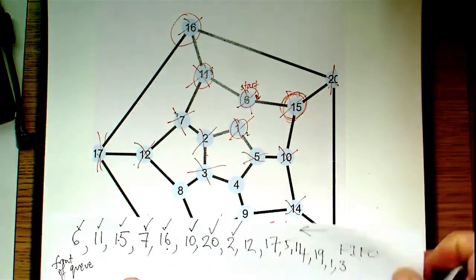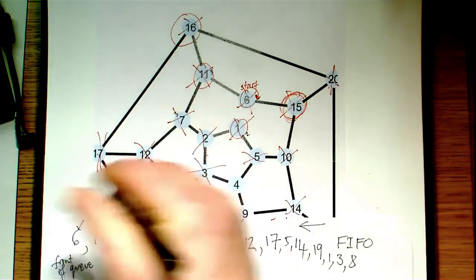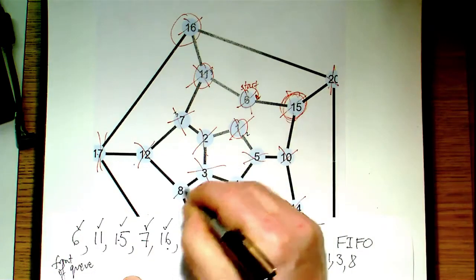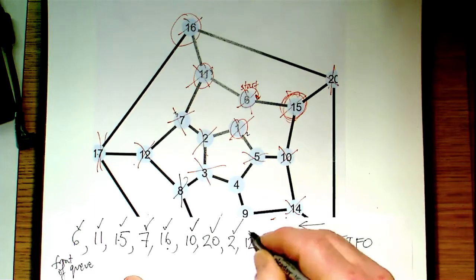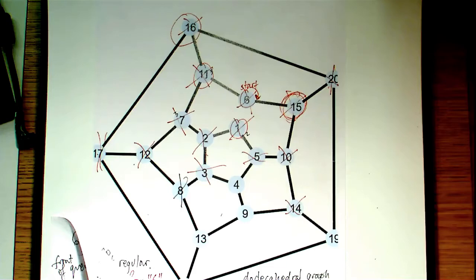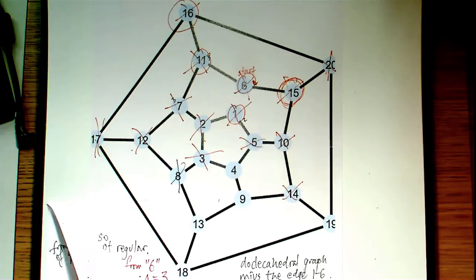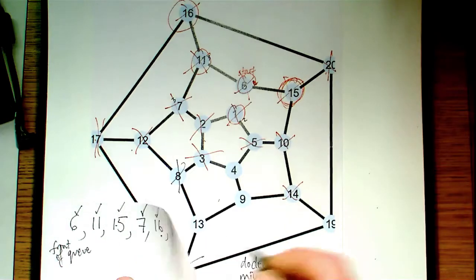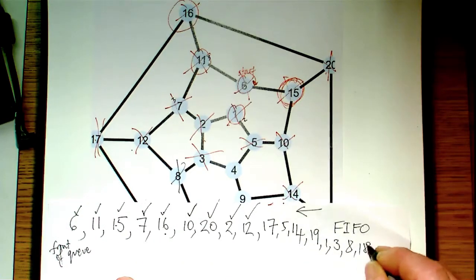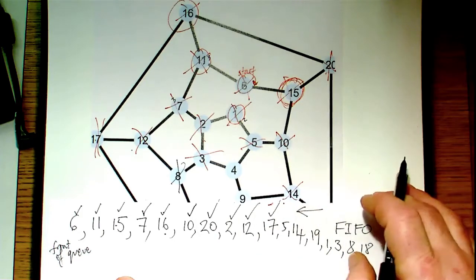12 is hard for me to see. 12 is there. The only thing I have to add on is 8. I may as well use the black pen. That does 12. 17, I have to put an 18, and 18 is adjacent to 12, hasn't been ticked off. So 18, that does 17. Then we're on to 5.